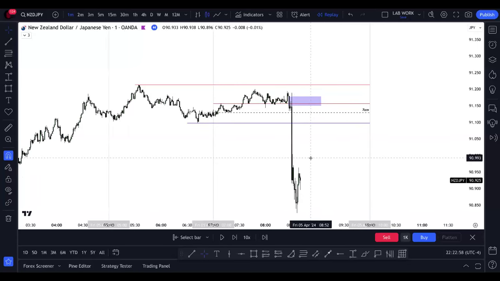Facts. Facts. Chat. This is crazy. But that's NJ. So like I said, we're not saying it only happens on EU, GU. People ask me this all the time. Is it just UCAD?